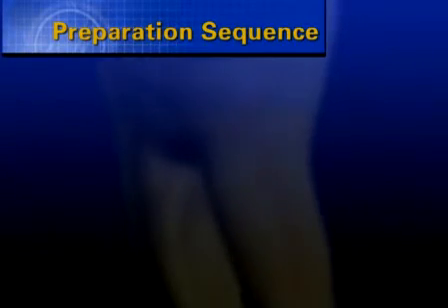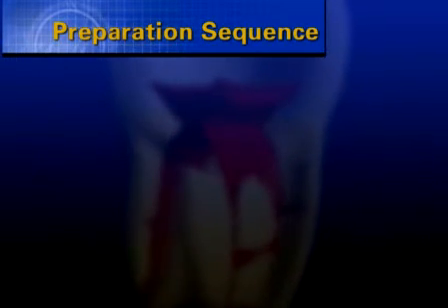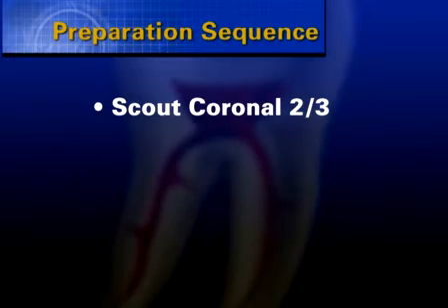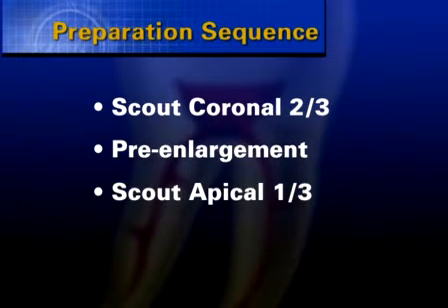Let's look at the preparation sequence. Cleaning and shaping outcomes are significantly improved when the coronal 2/3 of the canal is first negotiated, then pre-enlarged. When the coronal 2/3 has been optimally pre-enlarged, access is available to more predictably and safely scout and negotiate the apical 1/3 of a root canal system. Finishing the apical 1/3 provides deep shape where the canal progressively tapers towards its terminus.